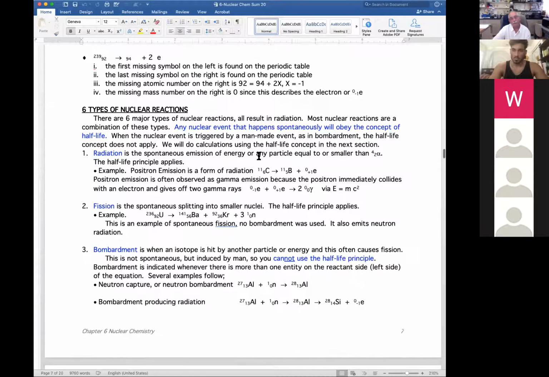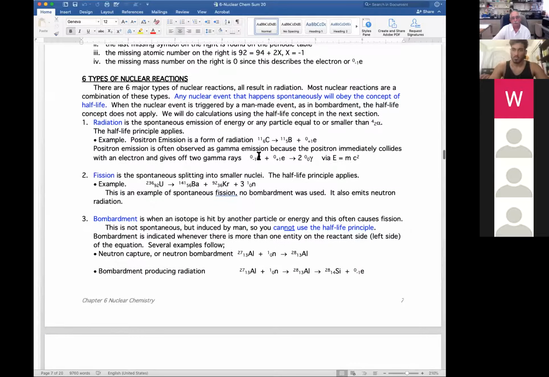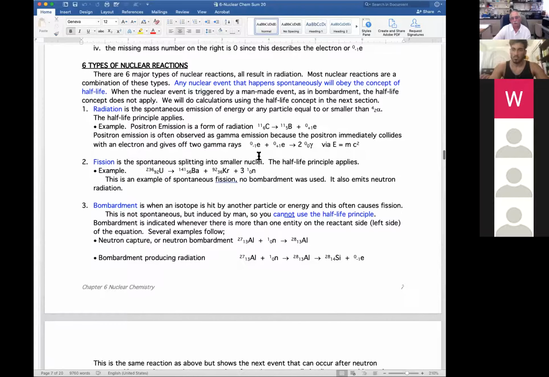Let's see. And then the types of nuclear reactions. So I took it upon myself. I mean, you're not going to be able to Google the 6 types of nuclear reactions because it doesn't exist. So I just did this because I think it's a good way to learn it. So radiation, here's an example of positron radiation, right?